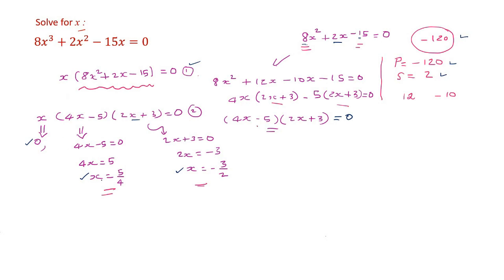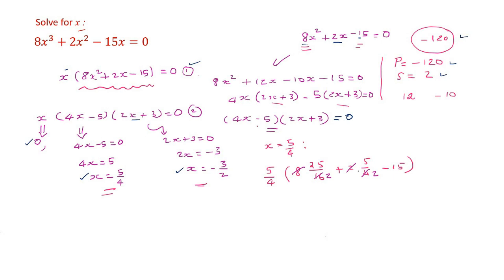Now we will check whether this value is correct. Substitute x as 5 by 4 in the given equation, simplify, and see whether we are getting the value equal to 0. So check, x is equal to 5 by 4. Substitute x is equal to 5 by 4 in equation 1. So x is 5 by 4 means 8x square plus 2x minus 15. 8x square, that is 25 by 16, plus 2 into x, x is 5 by 4.